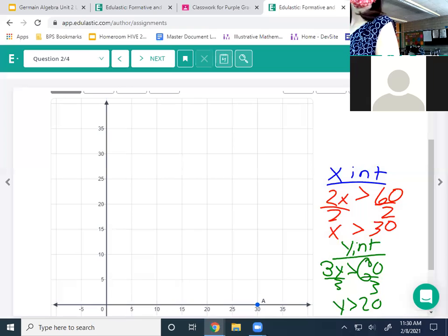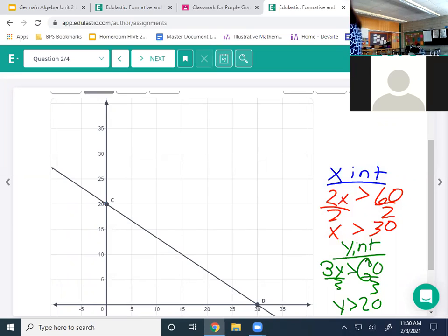Good. Now I need to plot my y-intercept. Where am I going to plot that, Kyle? 20 on the y-axis. Very good. I'm going to go up to 20 on my y. Boom. And then I'm going to connect it with a line, clicking my 2 points.